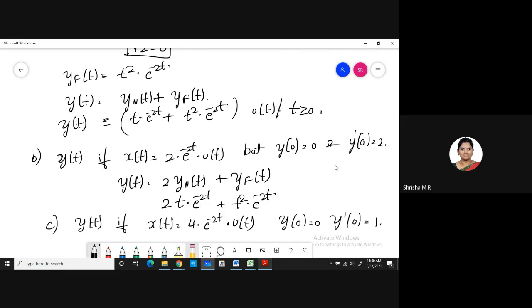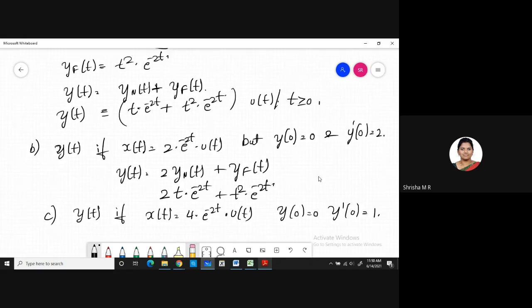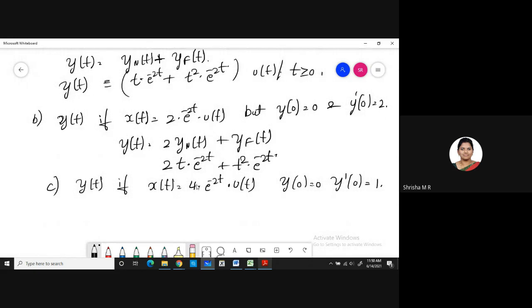So now what you will do? If input is doubled, the forced response will be doubled. So y of t is equal to yn of t plus 2 times yf of t. Okay, so it's t into e power minus 2t plus 2t square into e power minus 2t. Got it, everyone?